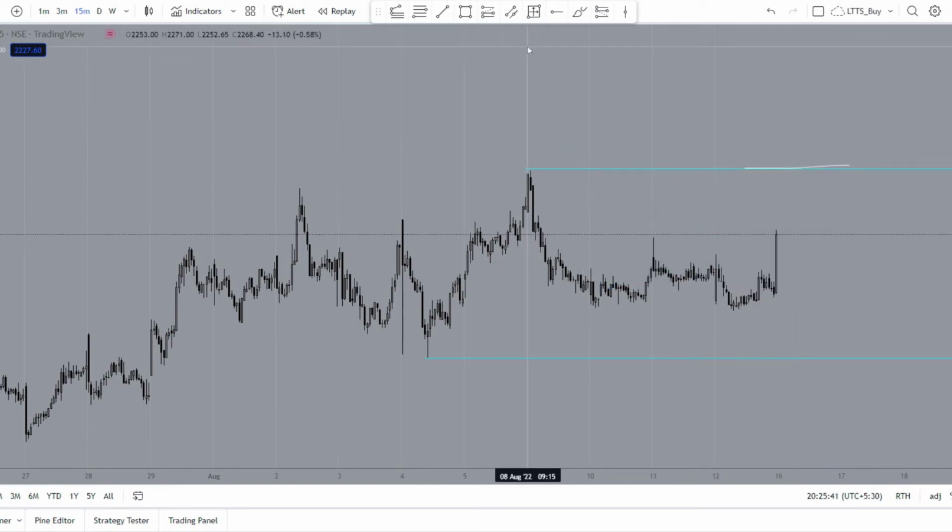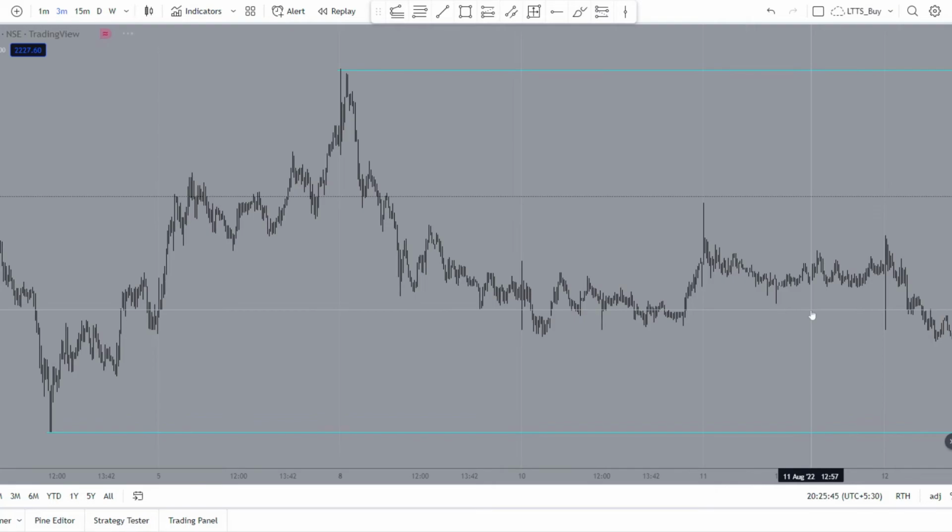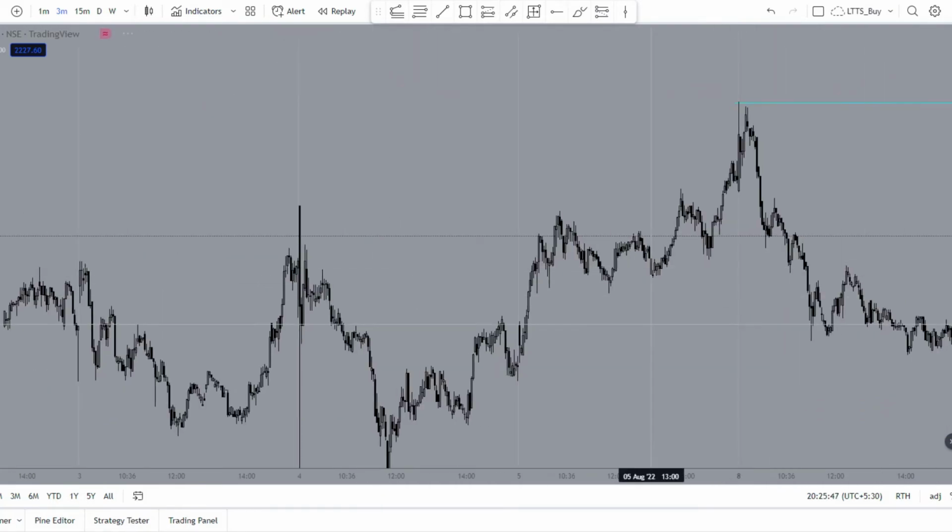Another approach can be, which I was talking about in the previous section, is this.